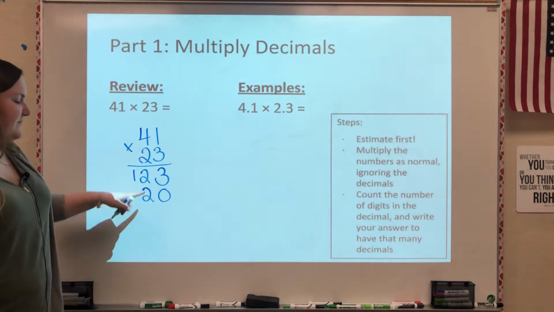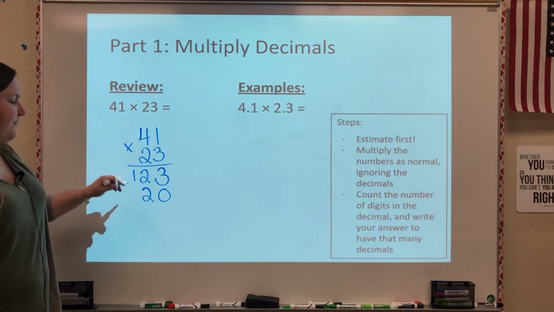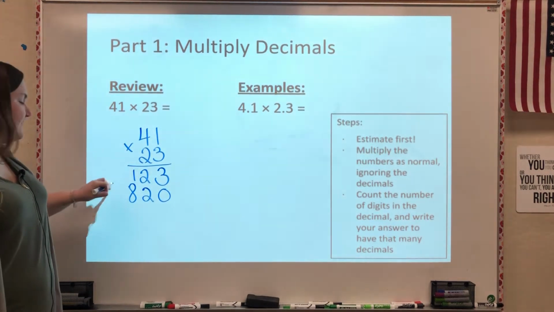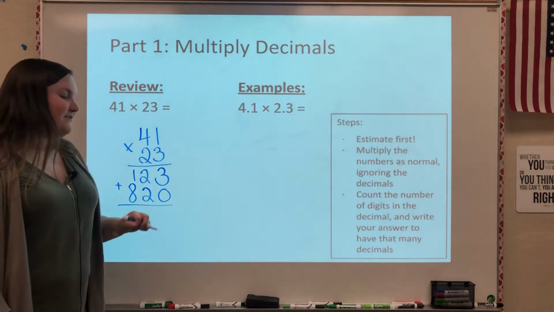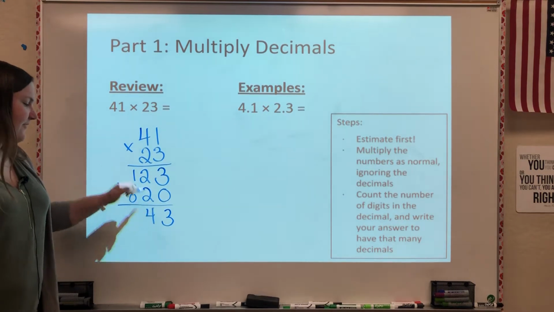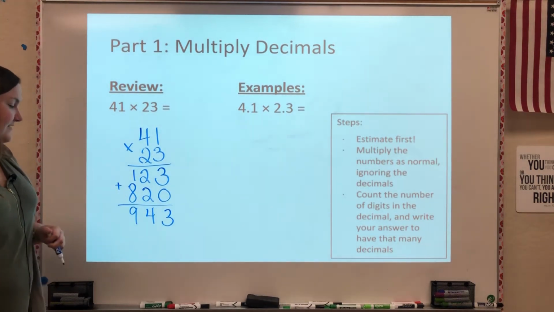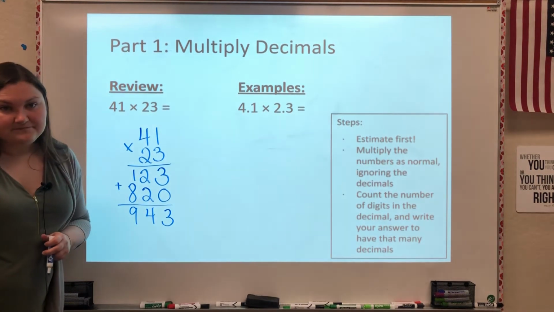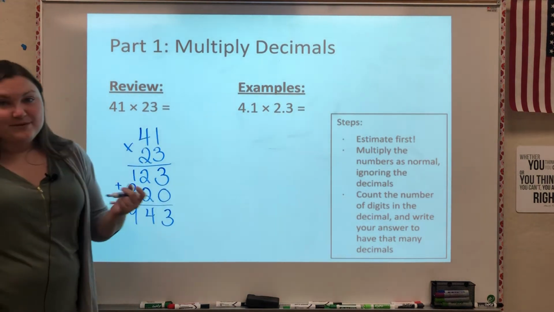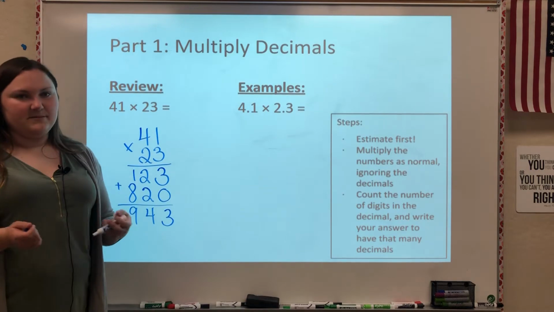But we've got our 2 times 1 there, and then the last part, 2 times 4, gives me 8, which would go right there. We've got 2 lines of numbers that we want to add together to find our final answer, which would be 3, 4, 9. So 943. You want to make sure you're feeling good about this because what we're going to be doing today with multiplying decimals is very similar.